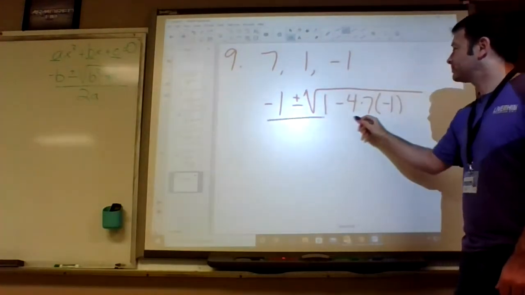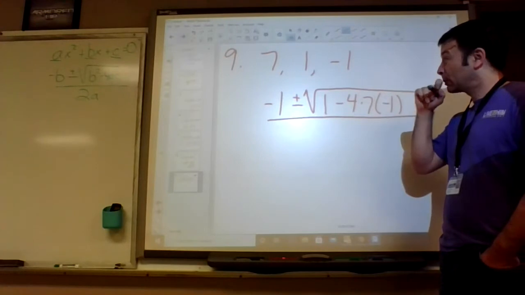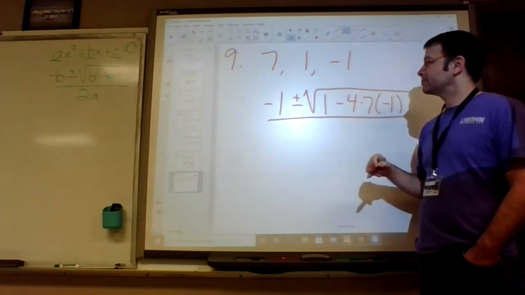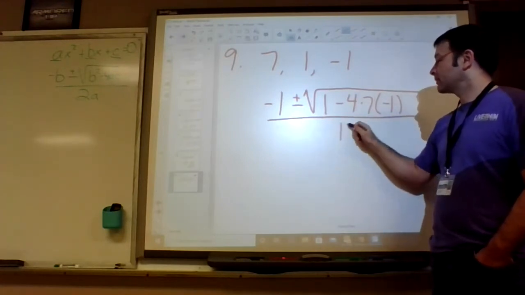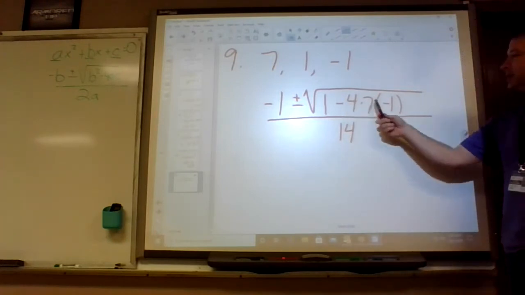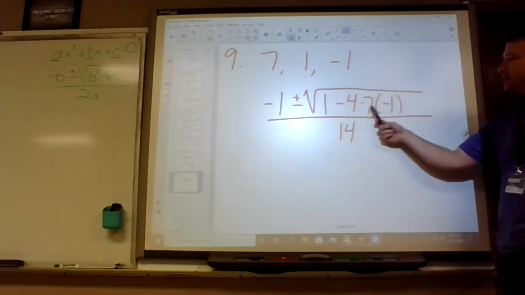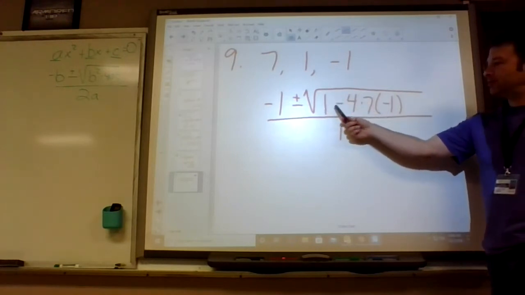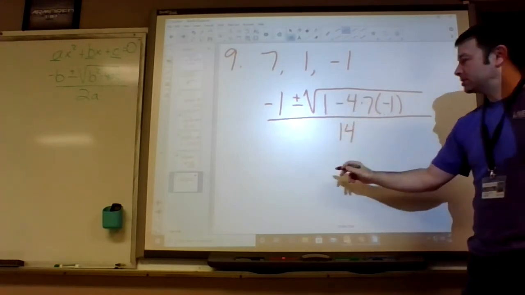Alright, this is gonna be the first weird one. Over 2 times 7. Right. So 14. Okay, so we got 2 negatives, it's gonna be a plus, so it's 4 times 7 is 28. 1 plus 28 is 29.